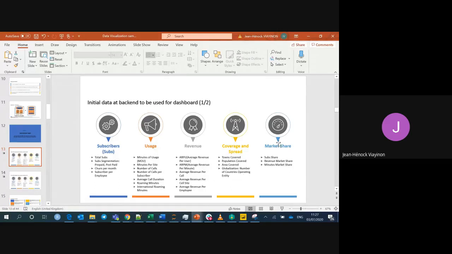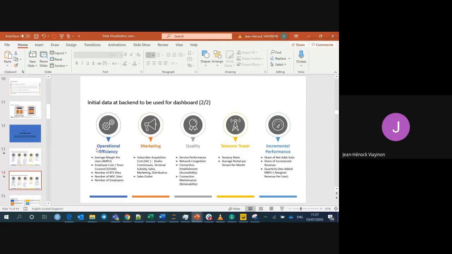And without forgetting the market share related things. So you have the customer share, the revenue market share, the minute market share, the data market share, the SMS usage market share. So you have everything you want related to that one. And just continue with the KPI.